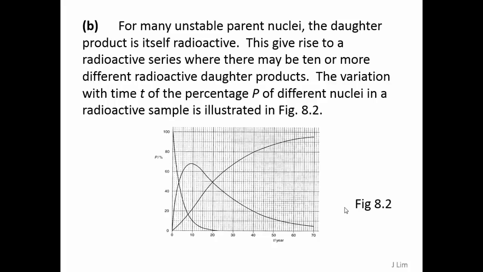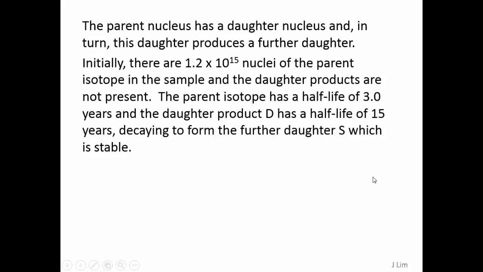For many unstable parent nuclei, the daughter product is itself radioactive. This gives rise to a radioactive series where there may be 10 or more different radioactive daughter products. The variation with time t of the percentage p of different nuclei in the radioactive sample is illustrated in figure 8.2. So the parent nucleus P decays to a daughter nucleus, and in turn this daughter produces a further daughter.